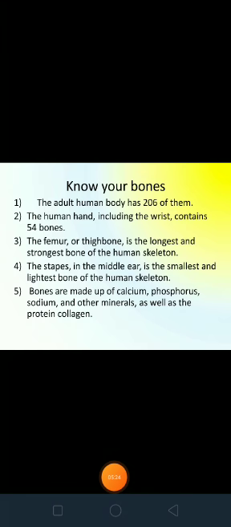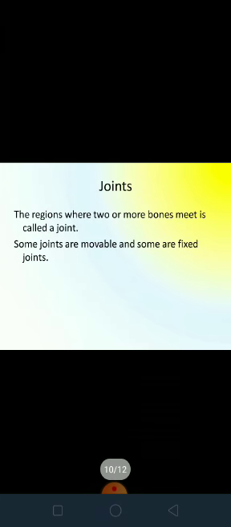Our bones are made up of minerals like calcium, phosphorus, sodium, as well as a protein component called collagen. Now we'll move to one more term, joints. The region where two or more bones meet is called a joint. In our body, some joints are movable and some are fixed joints. About the types of joints we'll discuss in tomorrow's class.